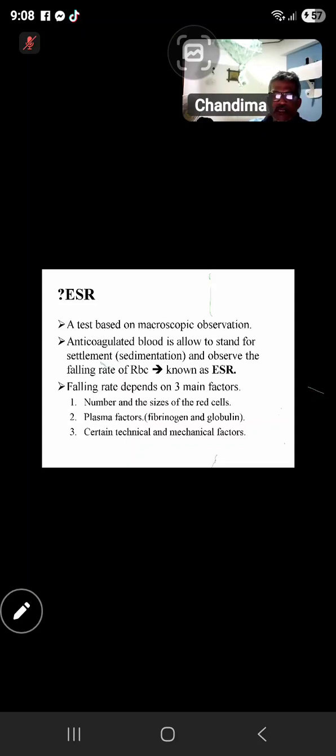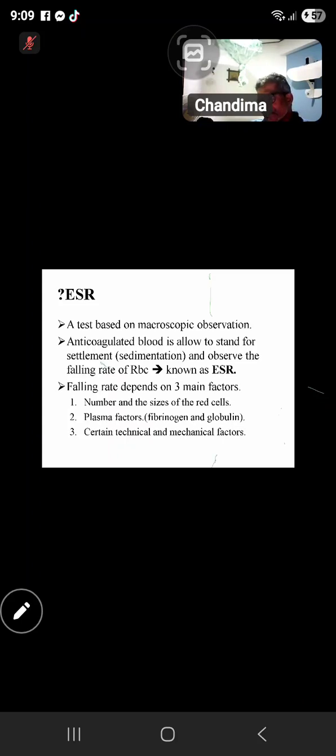The first one is the number and the size of the cells. The second one is the plasma factors such as fibrinogen and globulin. So what is the effect of this? You know, the red cells are negatively charged. Because of that, the red cells always stay apart. They are not going to attach to each other due to the negative charge of the red cell. This negative charge is due to the presence of membrane proteins in the red cells.